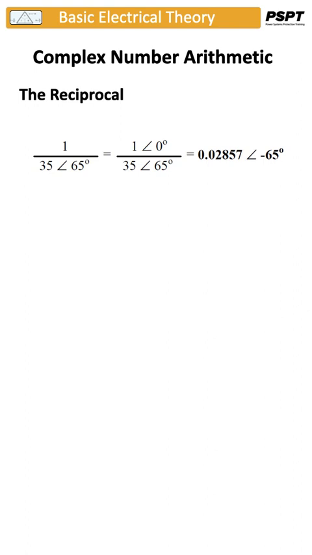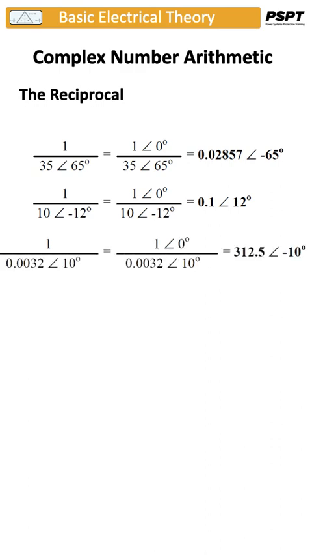In the next example, you'd have the reciprocal of 10 at minus 12 degrees, which would be 1 at 0 degrees divided by 10 at minus 12. 1 divided by 10 is 0.1. 0 subtract minus 12 degrees is 12 degrees. And the final example, the reciprocal of 0.0032 at 10 degrees would give you 1 divided by 0.0032, which would give you 312.5, and then you would take 0 and subtract 10 degrees, which would give you minus 10 degrees.